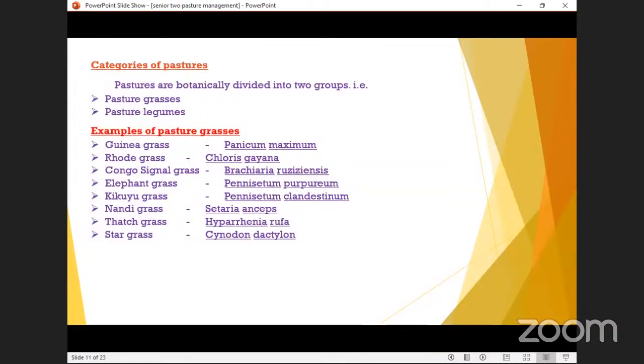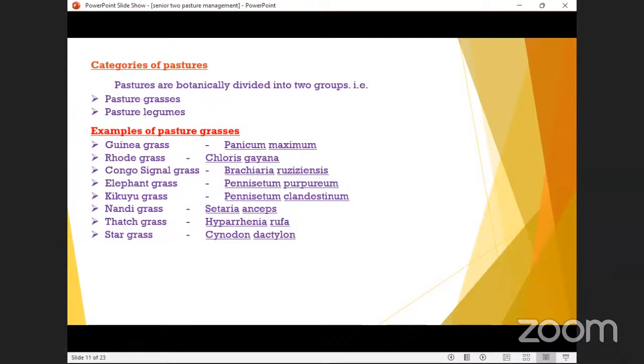So today we are going to cover categories of pastures. We have different types of pastures. We have grass pasture, pasture legumes, and different examples. You have them below there.